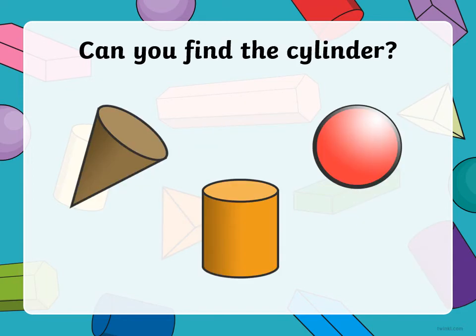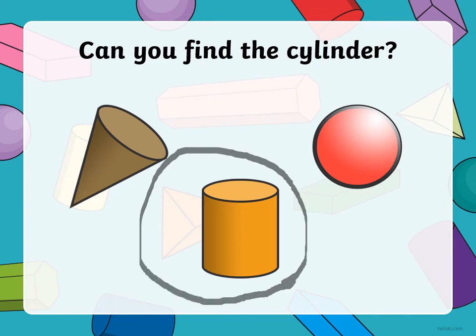Can you find the cylinder? Oh, cylinder. We saw something very long that had a circle when we were looking for the cylinder. I think it was the pipes. I wonder if you can see that. Correct. Cylinder.